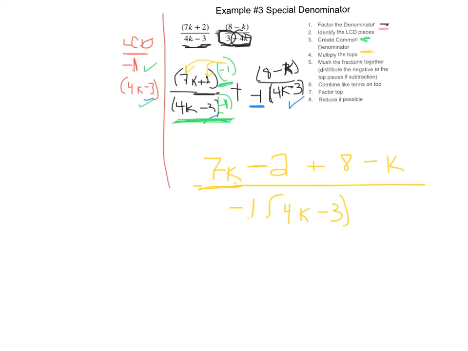Okay. All right, now that we have that, mush the fractions together. We just did that. Oops, I kind of did 2 steps in one. I'm sorry about that. So now, combine like terms on the top. So 7k minus k is 6k. Okay. Negative 2 plus 8 is positive 6. Over the common denominator of negative 1 times 4k minus 3.